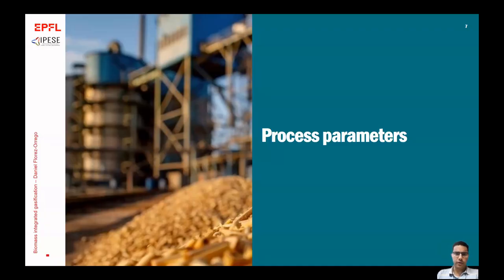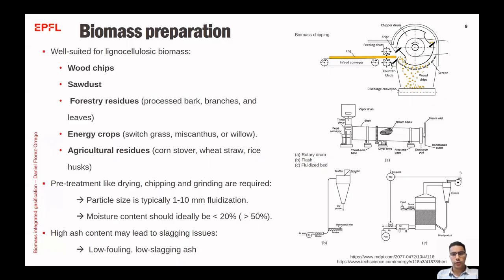Let's discuss some process parameters, but before, let's talk about the biomass preparation. Gasification is well suited for lignocellulosic biomass, for instance, wood chips, sawdust, forestry residues, if they are processed, like bark, branches, and leaves, energy crops, agricultural residues, but some of them require a very stringent pretreatment, like drying until 10% of water content, chipping, and grinding. The particle size can achieve values as low as 1 millimeter.